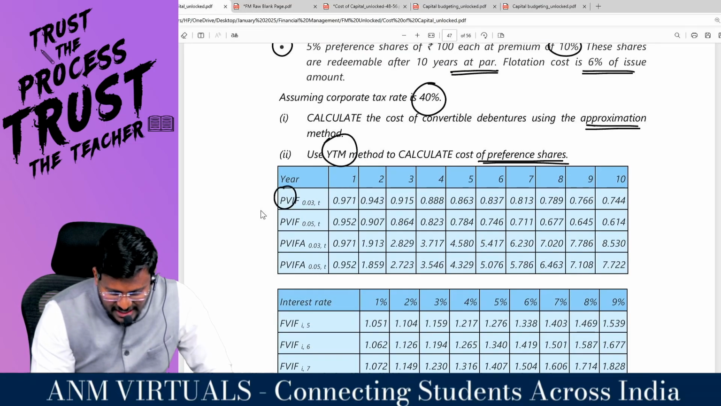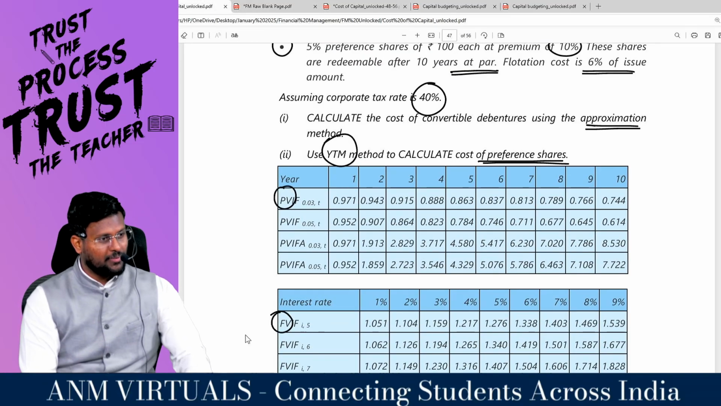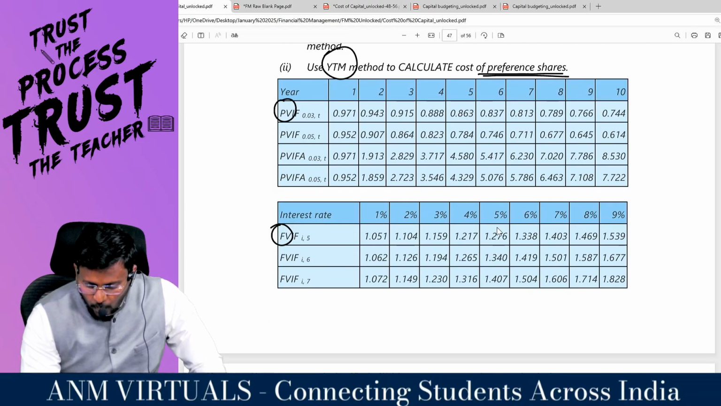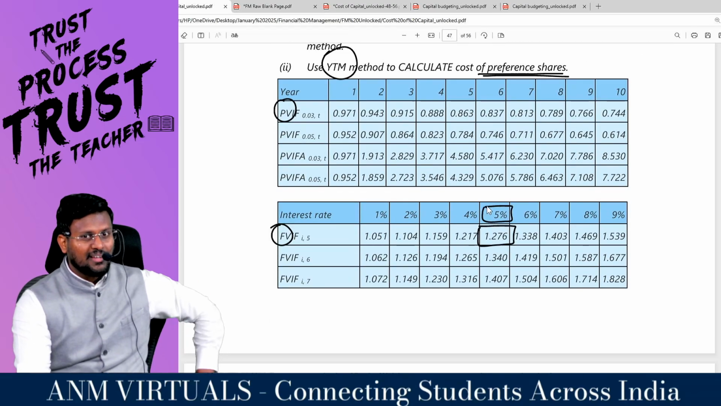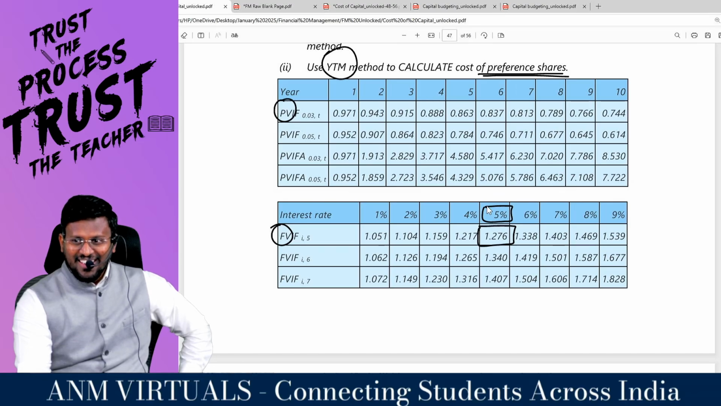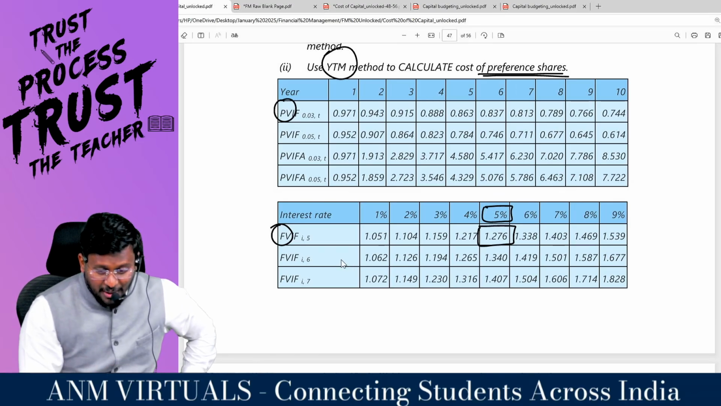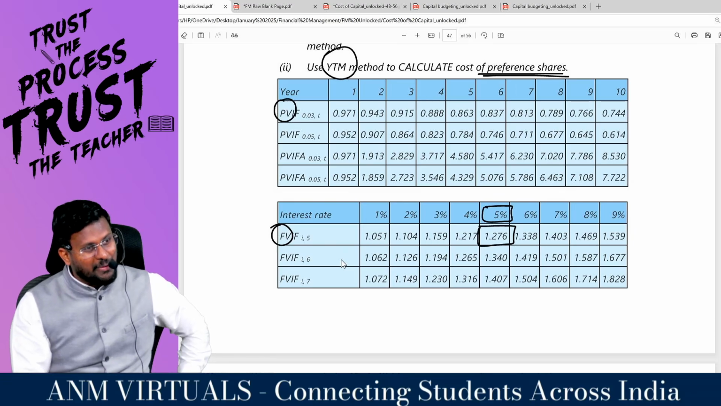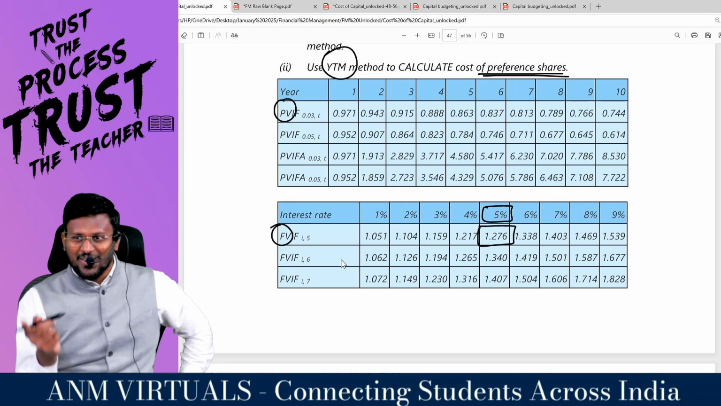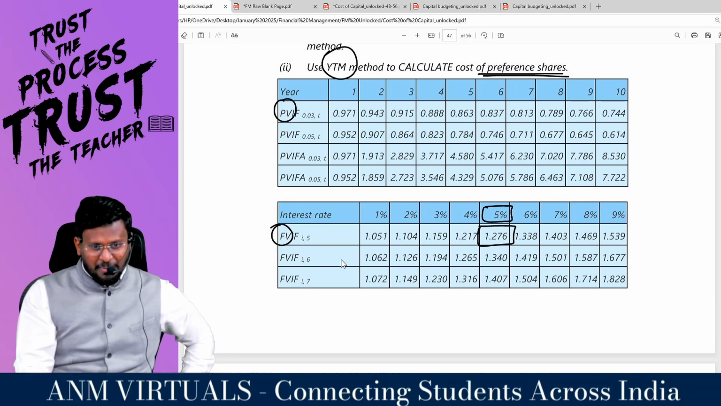That's why this is the present value table and future value table. They have given 1.276, exactly 5%. Don't do trial and error. Sir, this is how you have to use the table. For that purpose only, the table has been given in the question. Without this, you would be doing 1.03 into 1.03 into 1.03 into 1.03 into 1.03.